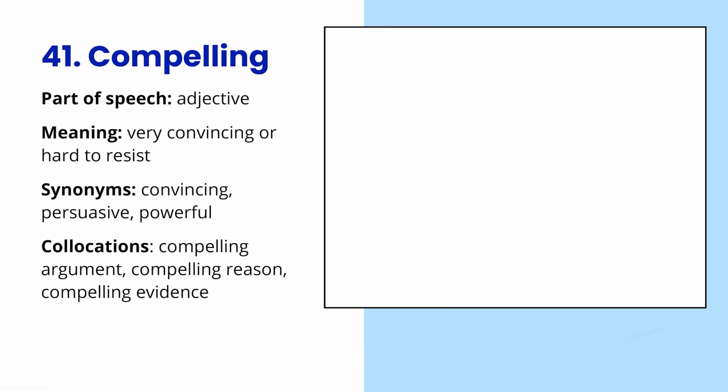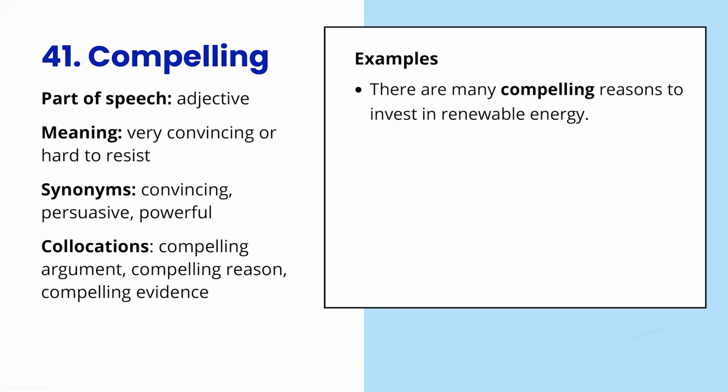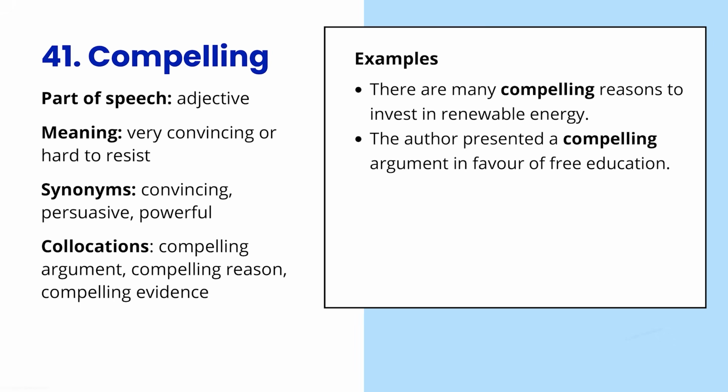Compelling evidence. Examples: there are many compelling reasons to invest in renewable energy. So this means there are many good, strong, powerful, convincing, persuasive reasons to invest in renewable energy. The author presented a compelling argument in favor of free education. So the next time you want to describe an argument or a reason that's really strong and really persuasive, compelling is the perfect word to use.